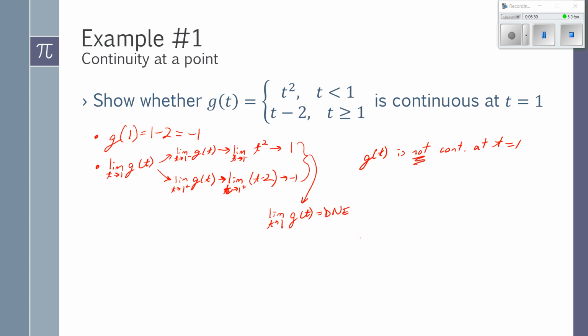So if I'm asked, how do you know that g of t is not continuous at t equals 1? I can say because the limit as t approaches 1 from the left of g is not equal to the limit as t approaches 1 from the right for g, causing my two-sided limit to not exist, so the function is not continuous.